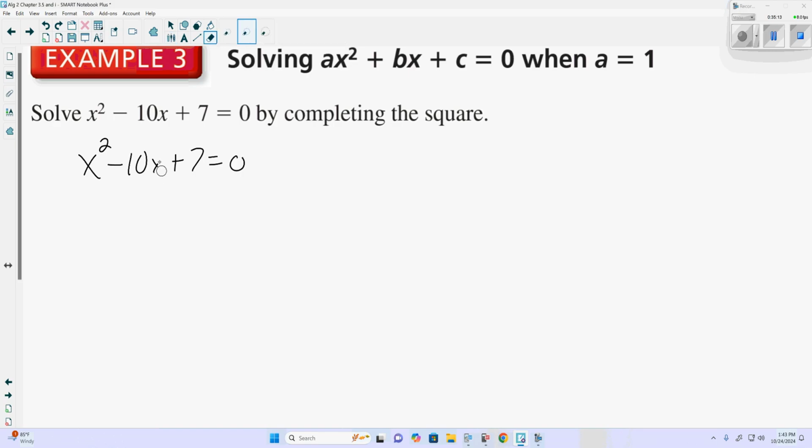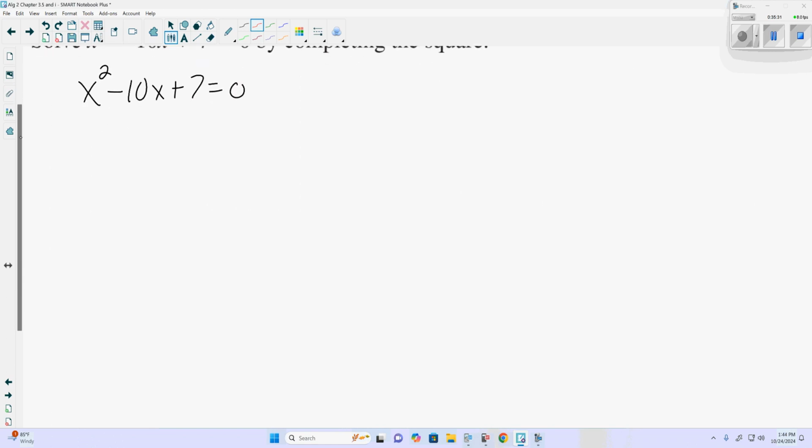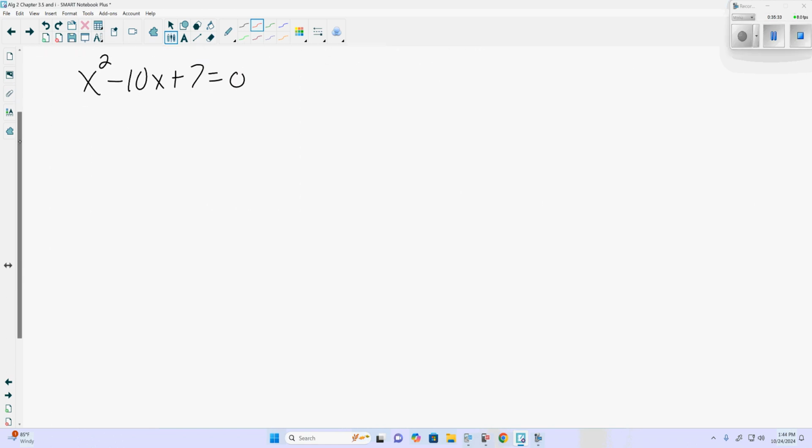Now, our first step was what? Is a equal to 1? Is the number in front of x squared 1? Yes, because if it wasn't, we'd have to make it be 1. Okay, step 1's done. Step 2, get the constant terms by themselves. We want the constant terms, the numbers on one side, variables on the other, and leave 2 spaces.